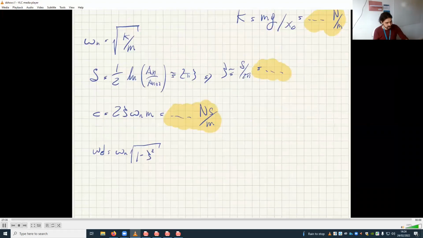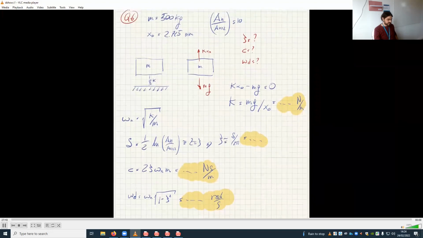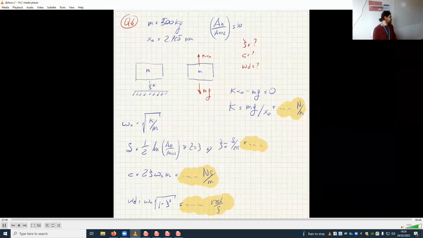There you go. And this is a certain number of radians per second. Questions? I believe the hardest part of this question was figuring out that the stiffness information was there all along.